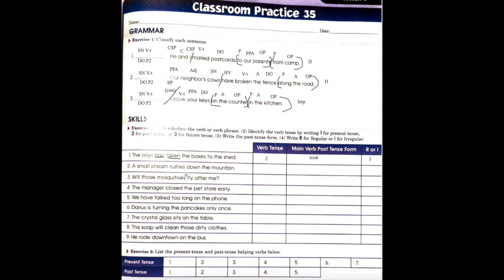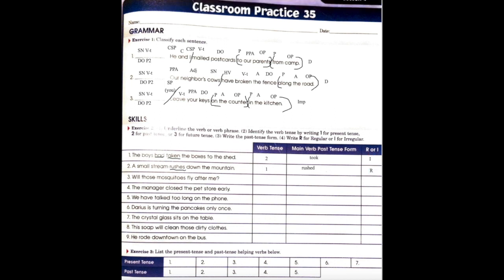Number 2, a small stream rushes down the mountain. The first thing we need to do is underline the verb or verb phrase. The verb is rushes. Do we see a helping verb? We do not. So we need to identify the verb tense. We want to look at a helping verb if there is one, but there isn't. So we're going to look at the main verb, rushes. Is that past, present, or future? It is present. So we're going to write a number 1 there for present. What is the past tense form of the main verb? What's the past tense form of rushes? It is rushed. It has an ed at the end, so that means this is a regular verb.